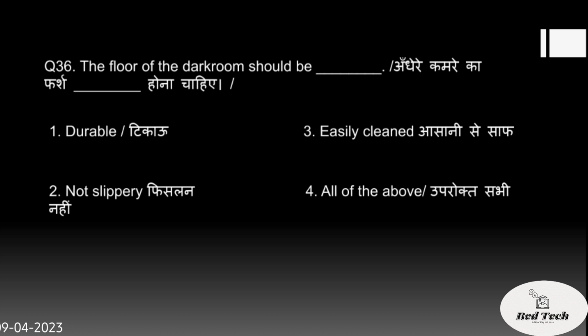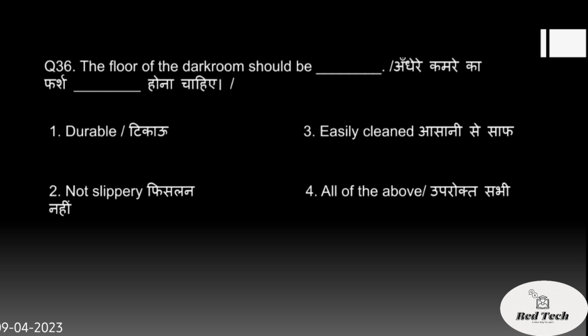As I have uploaded the darkroom video, if you want to go into detail about the darkroom, you can watch it. Now you have to choose. When you go to the darkroom, you must feel that the darkroom should be clean. So option third is fulfilled. The darkroom should not be slippery, so option second is also correct.